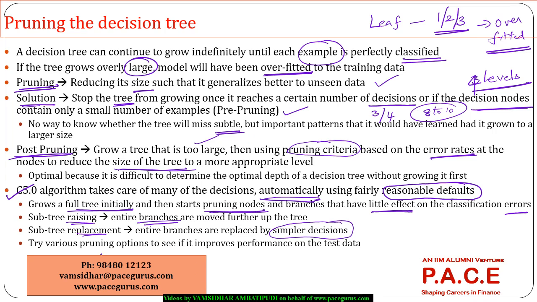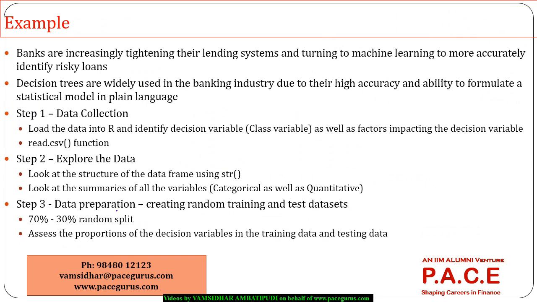So we have different pruning options. It will typically try different kinds of pruning options to see if it improves the performance on the test data. In a typical decision tree model, I should be able to explore different kinds of pruning options, and based on that I should see whether the performance of the model is improving or not. So this is the conceptual part of it.